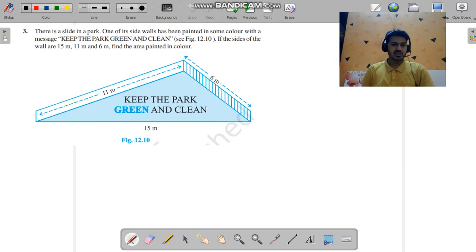Now this question number 3 is pretty simple. You can see that there is a triangle given with 3 sides. So you have to find the semi-perimeter and then find the area by using Heron's formula. This question you have to solve on your own, and in the next class we are going to start from question number 4.